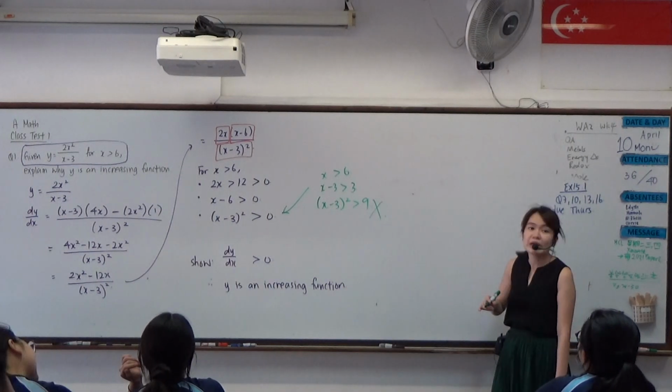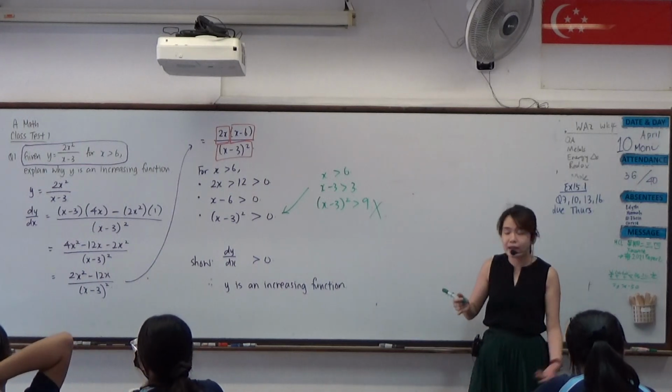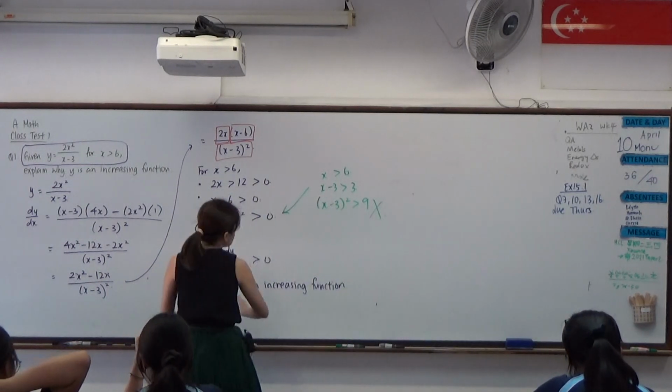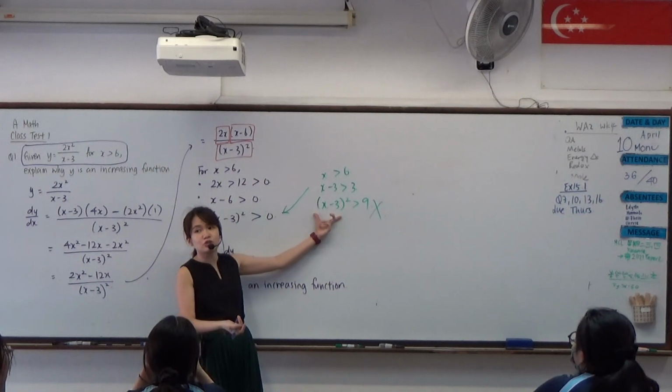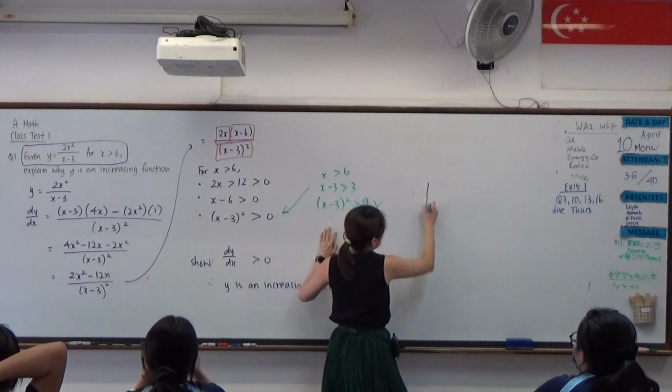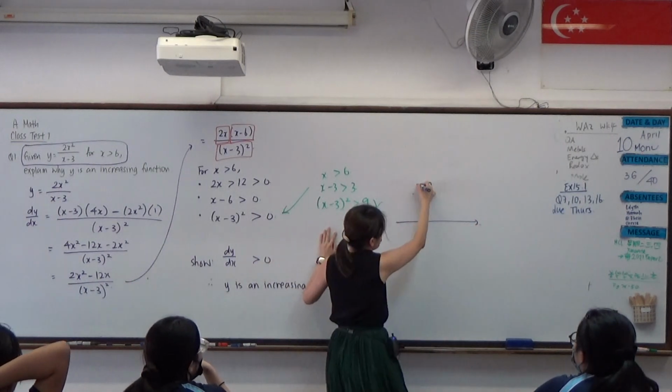You cannot square both sides when it comes to inequality. Why? Because we know how to draw graphs, right? What does the x minus 3 bracket squared graph look like? The x minus 3 bracket squared graph will actually look like this.